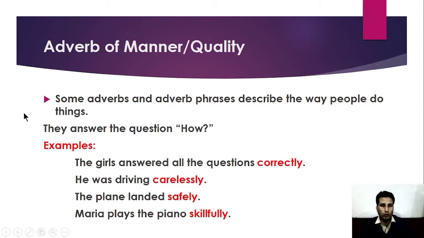Adverb of manner or quality. Some adverbs and adverb phrases describe the way people do things. Remember, such type of adverb shows the quality or the manner of an action, that is how something happened, how an action was done. So it answers how. When we apply the question of how on a sentence, the answer is adverb of manner.